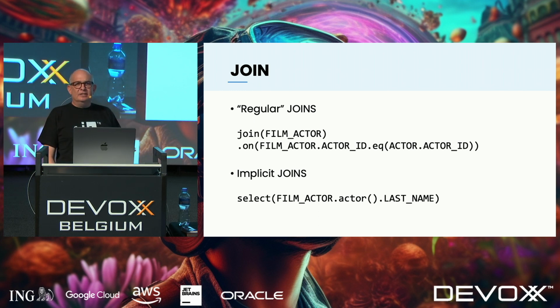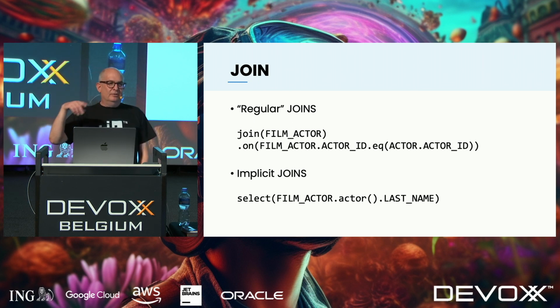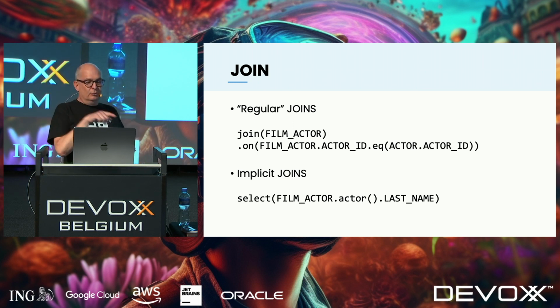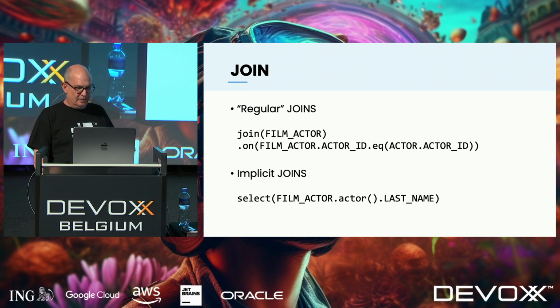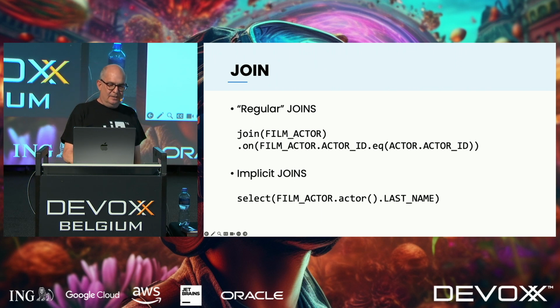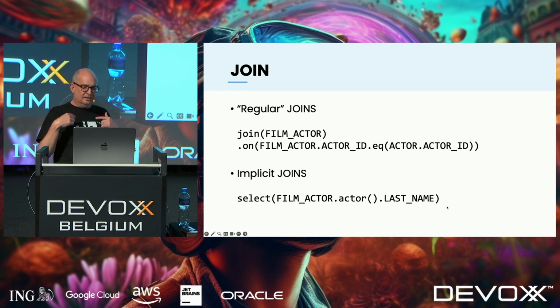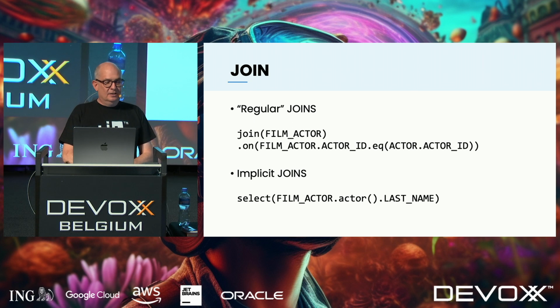Who is using Hibernate, by the way? There you have the same. If you're using JPQL or HQL, then you could do the same with film actor, point actor, and something like that. So you can navigate with that. For jOOQ, it generates a method called actor. So selecting film actor last name will select the last name of the actor, and this statement will do an implicit join when it executes the SQL statement.